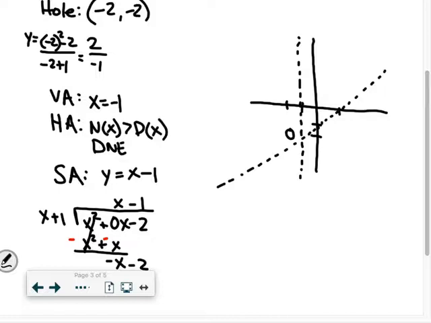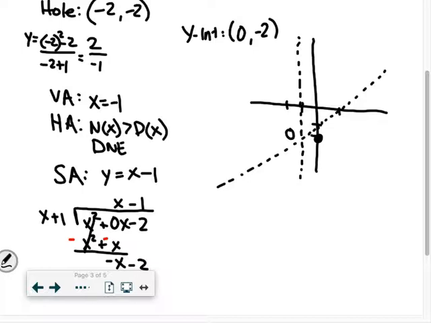If I were to do a y-intercept, I would be plugging 0 in for x. You can do that in the original function. You can do that in the reduced function. In either of those, you're going to get negative 2 over 1, which is negative 2. So I have a y-intercept at negative 2, and I can plot that point on the y-axis.